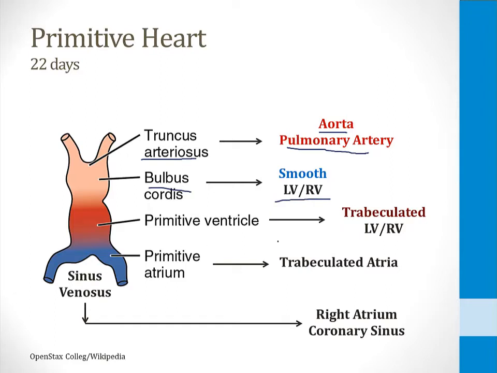The primitive ventricle develops into the trabeculated portions of the left and right ventricle. The primitive atrium develops into the trabeculated portions of our atria. And finally, the sinus venosus develops into the right atrium and coronary sinus.